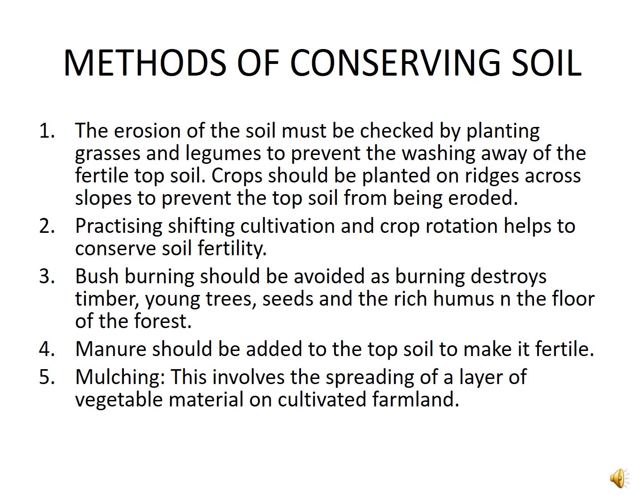And if these bushes are burned, and there are timbers in those lands that are meant to be used for wood, for building construction, and also for road construction, these timbers will be burned down. Young trees too are burned down. Seeds of trees too are burned down, and the rich humus in the floor of the forest. We know organic humus is a very essential component of organic manure that boosts soil fertility, which in turn increases crop yield, which in turn will prevent food shortage and then prevent famine.